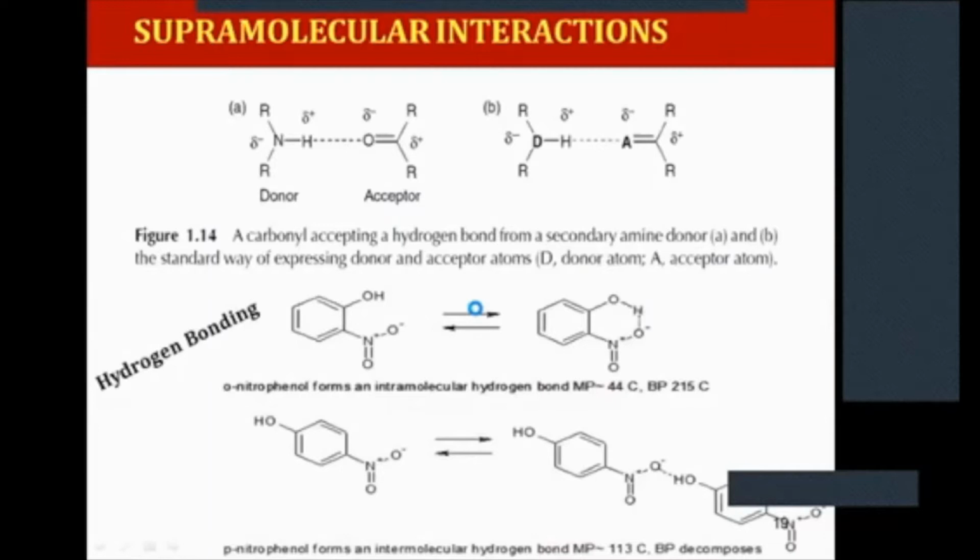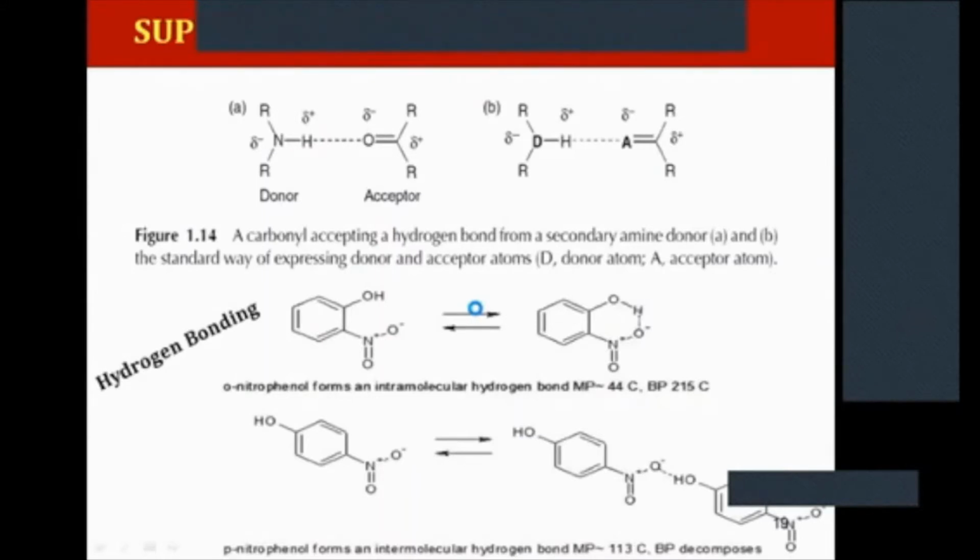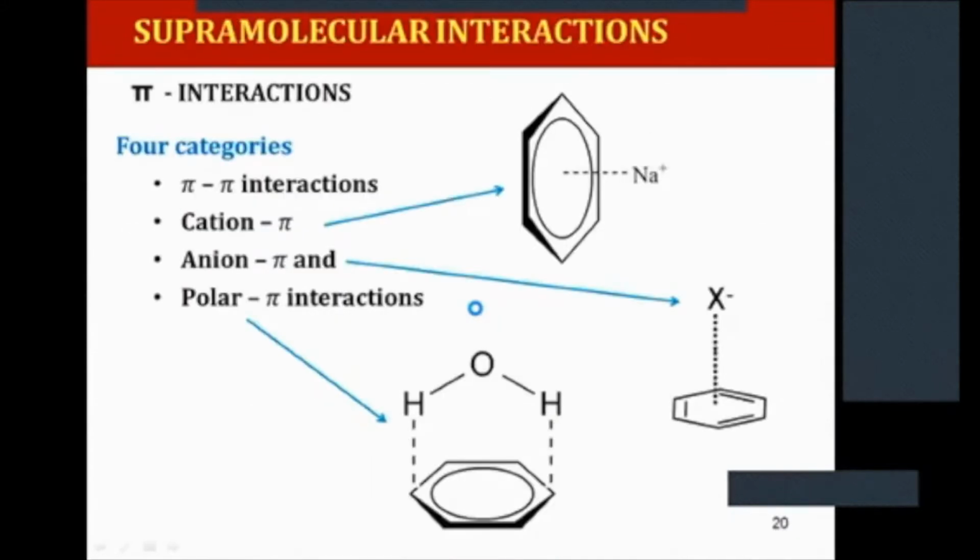It is again classified into three: cation pi, anion pi, and polar pi interactions. So cation pi, it is the interaction between a cation and the pi electron cloud here, of benzene. When these two interact, then it is called cation pi interaction.